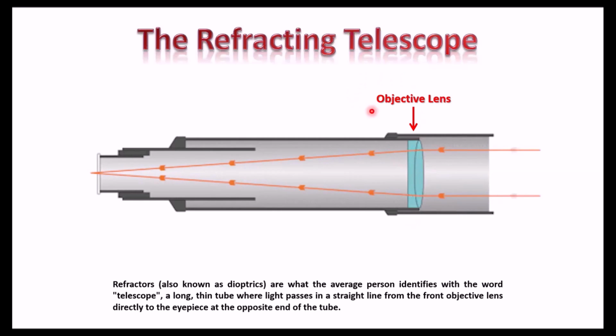So yes, it does say objective lens, but really it's objective lenses. And we will talk about why we always use at least 2 lenses up front as opposed to 1. So you can see the light comes straight in, but then the objective lens bends or refracts the light. So that's why it's called a refractor, because it bends the light and brings it to a focus. So the refracting telescope was the first type of telescope.